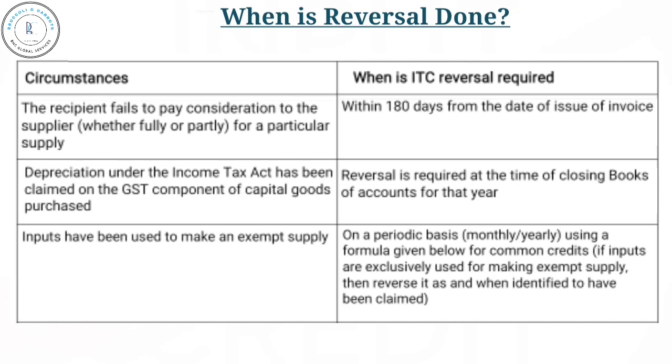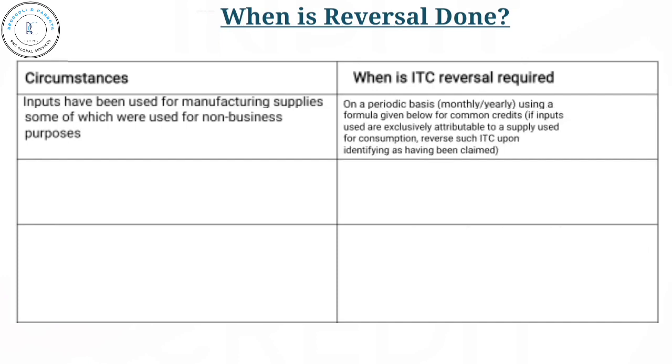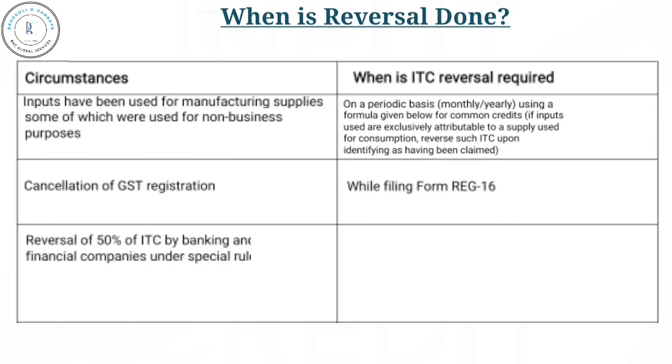Inputs have been used for manufacturing supplies, some of which were used for non-business purposes. On a periodic basis, monthly or yearly, using a formula given below for common credits. If inputs used are exclusively attributable to a supply used for personal consumption, reverse such ITC upon identifying as having been claimed. Cancellation of GST registration: while filing Form REG-16. Reversal of 50% of ITC by banking and other financial companies under special rules: at the time of filing regular returns.